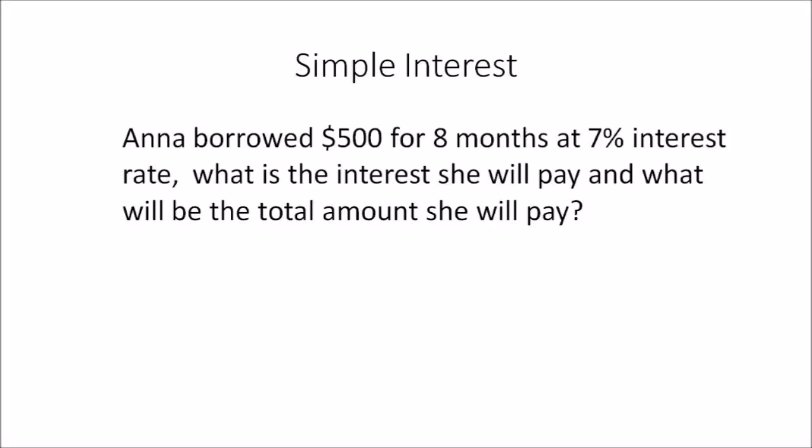With this example, Anna borrowed $500 for 8 months at 7% interest rate. What is the interest she will pay, and what will be the total amount she will pay, right? So as I mentioned earlier, if it doesn't specifically say if the 7% interest rate is for 6 months or 1 year and so on, you assume that the interest rate applies for 1 year, right? Per annum or per year. Now let's try and work this out.